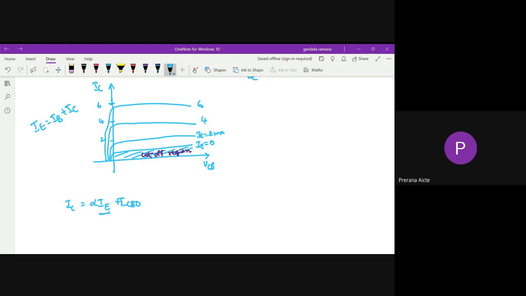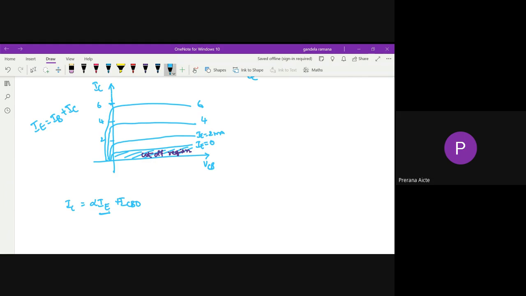So when VCB increases, IC is constant, so CB can be used as a constant current source device. So it will be used in high frequencies. After that it will be a constant current source.